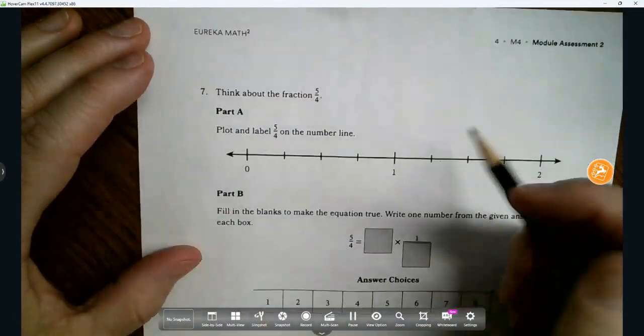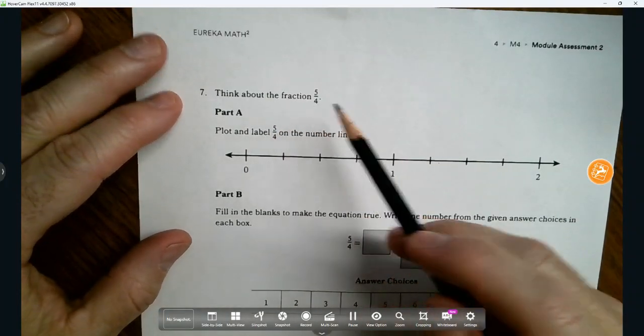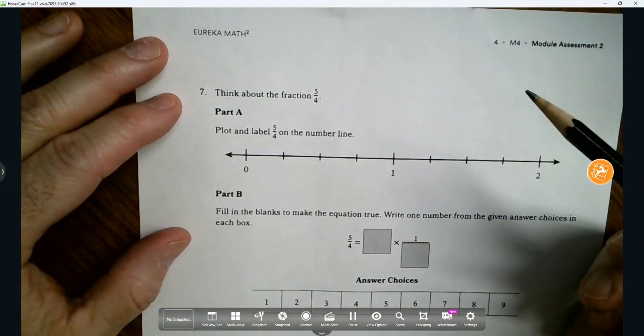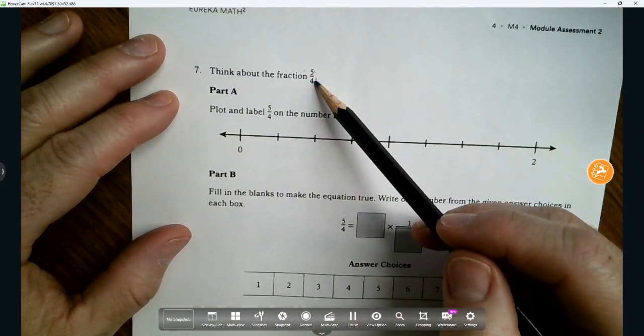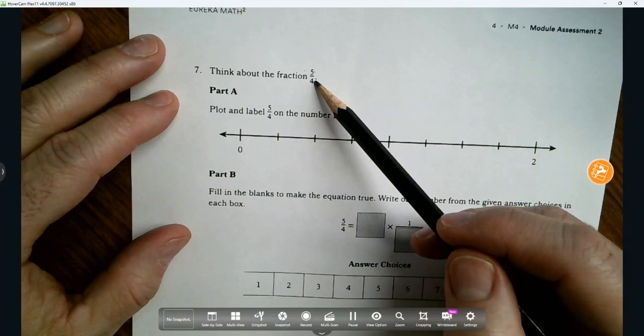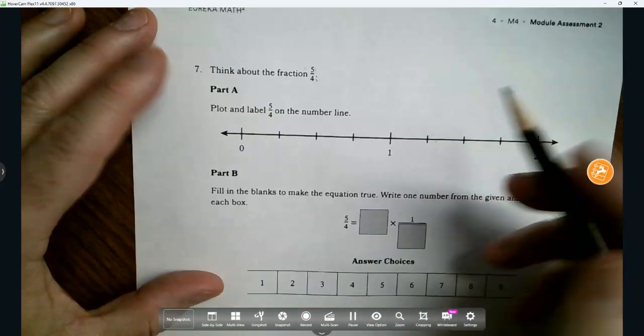We already did that side. Oh, look at that. We're on to the last page already. All right, number 7 says, think about the fraction 5/4. Plot and label on the number line. So this is 5/4. This technically should be a mixed number, but it says draw and label, so let's do that.